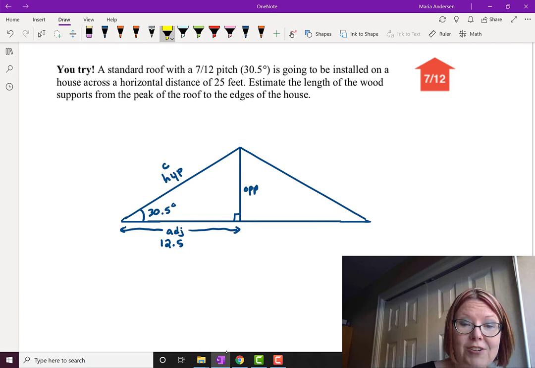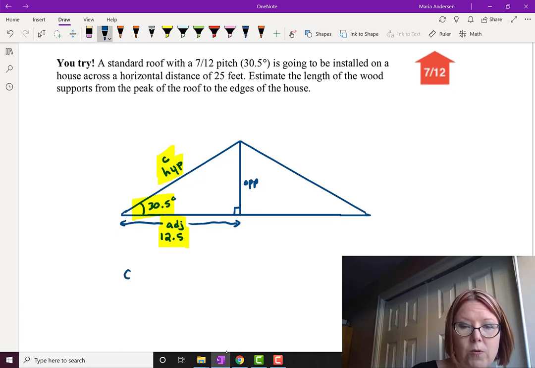So what we know here is the angle, 30.5. We know the adjacent side of 12.5. And what we want to find is the hypotenuse, which is side C. So what trig function can we use with adjacent, hypotenuse, and an angle? And the answer, of course, is cosine. So we'll set up a cosine of 30.5 degrees is given by adjacent over hypotenuse, in this case 12.5 divided by C.